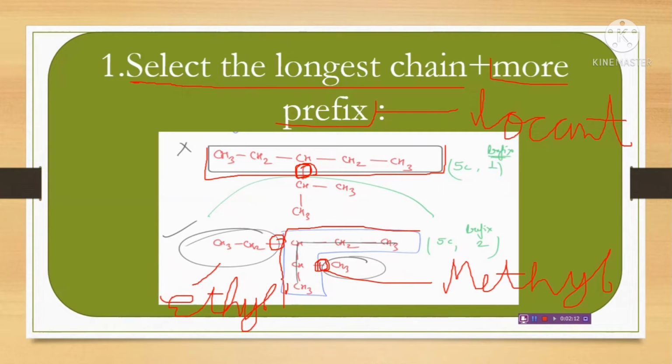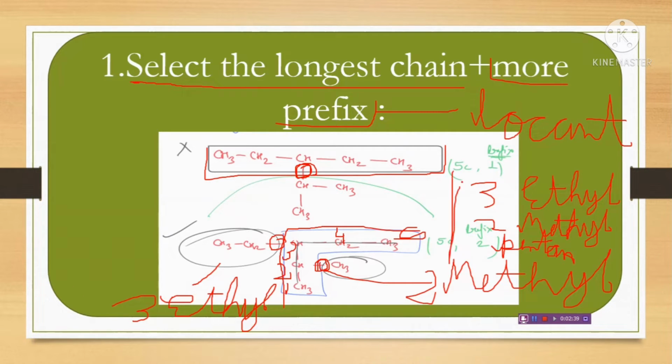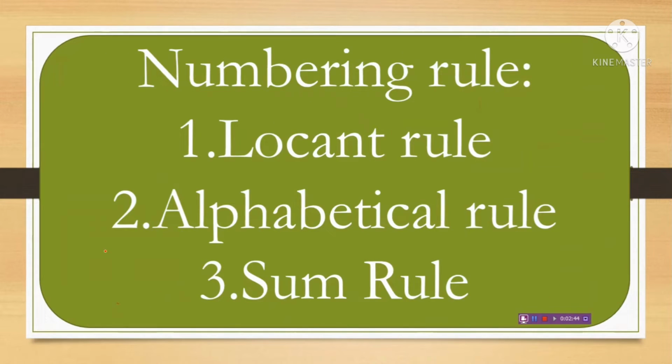So let us find the locant number: 1, 2, 3, 4, 5. So the locant number for ethyl is 3 and for methyl it is 2. So it is 3-ethyl, 2-methyl, 5 carbon atoms, therefore pentane. And therefore the IUPAC name is 3-ethyl-2-methylpentane. Now let us move to the next slide.